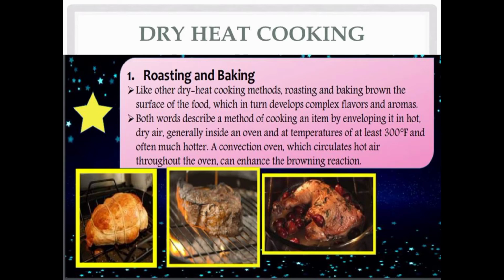Okay, so let us discuss the methods under dry heat cooking. So we have roasting and baking. Like other dry heat cooking methods, roasting and baking brown the surface of the food, which in turn develops complex flavors and aromas. Both words describe a method of cooking an item by enveloping it in hot, dry air, generally inside an oven and at temperatures of at least 300 degrees Fahrenheit, and often much hotter. A convection oven, which circulates hot air throughout the oven, can enhance the browning reaction.